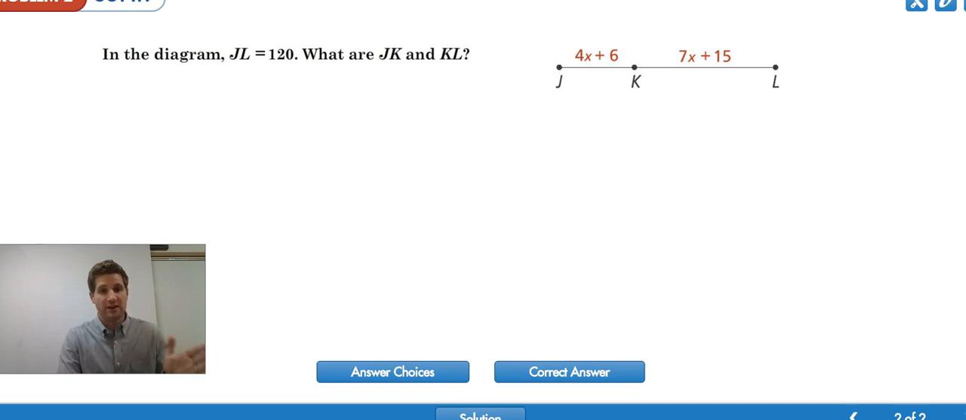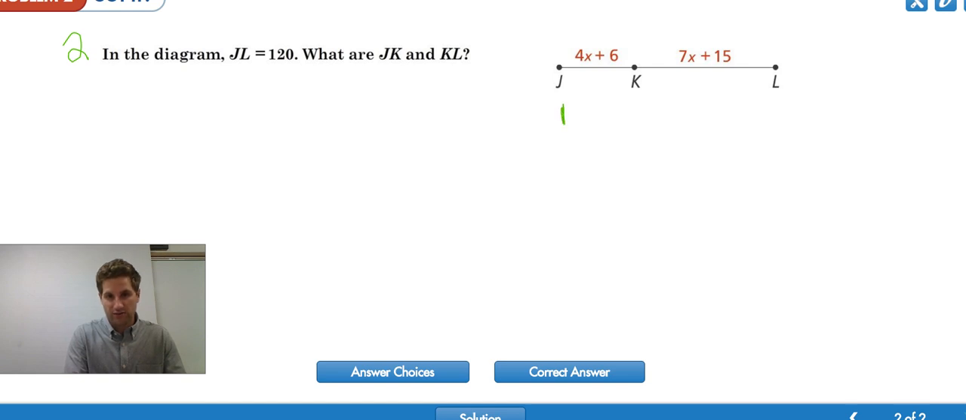All right, in the diagram, JL is 120. What is JK and KL? Okay, so again, geometry is kind of different where not only are we doing algebra, but we have to set up the problem. So it's like we have these little word problems every single time. So this is our second example here, and I like to mark out where is JL.